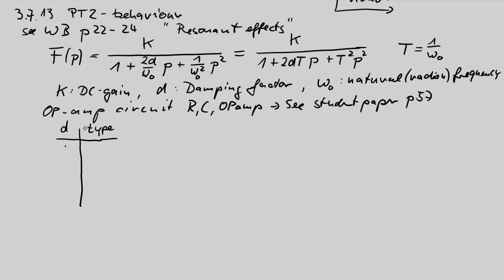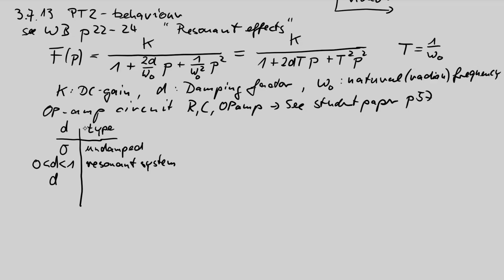If the damping factor is 0, we call this an undamped system. If the damping factor is between 0 and 1, then we can say this is a resonant system, where the output amplitude could be larger than the input amplitude at the resonant frequency, or in this case the step response has an overshoot.